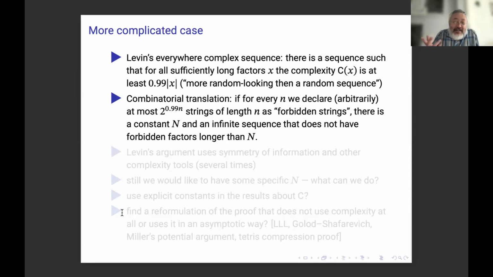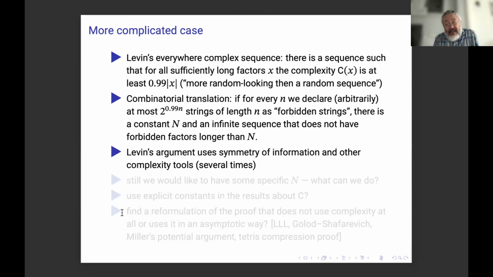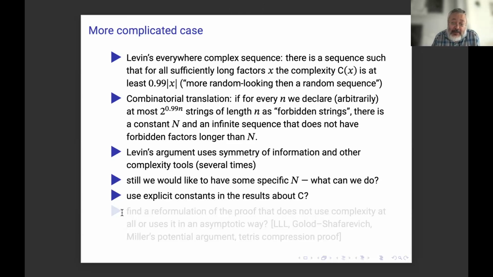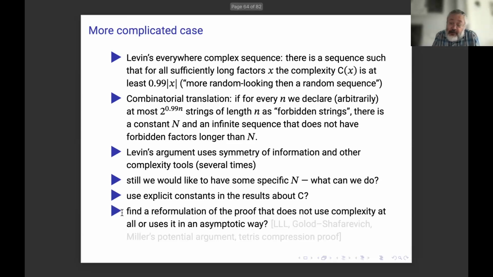Okay, anyway, there is some combinatorial statement about avoiding factors, which can be proven using complexity tools, Levin's lemma. And Levin's argument was not that simple. It used the symmetry of information, so it's not of the simple kind. So if we want to have some specific bound, which would be nice to have, then we can either try to use some explicit constant in the results about complexity, or just find a reformulation of the proof or another proof which doesn't use the complexity.